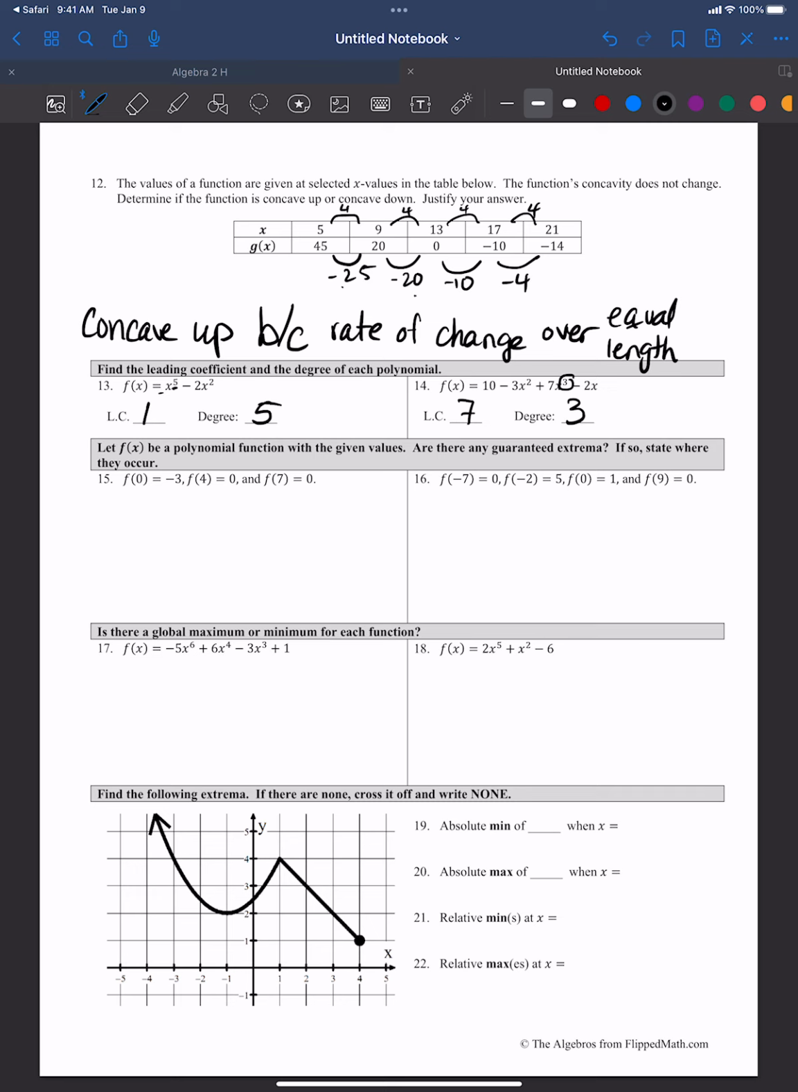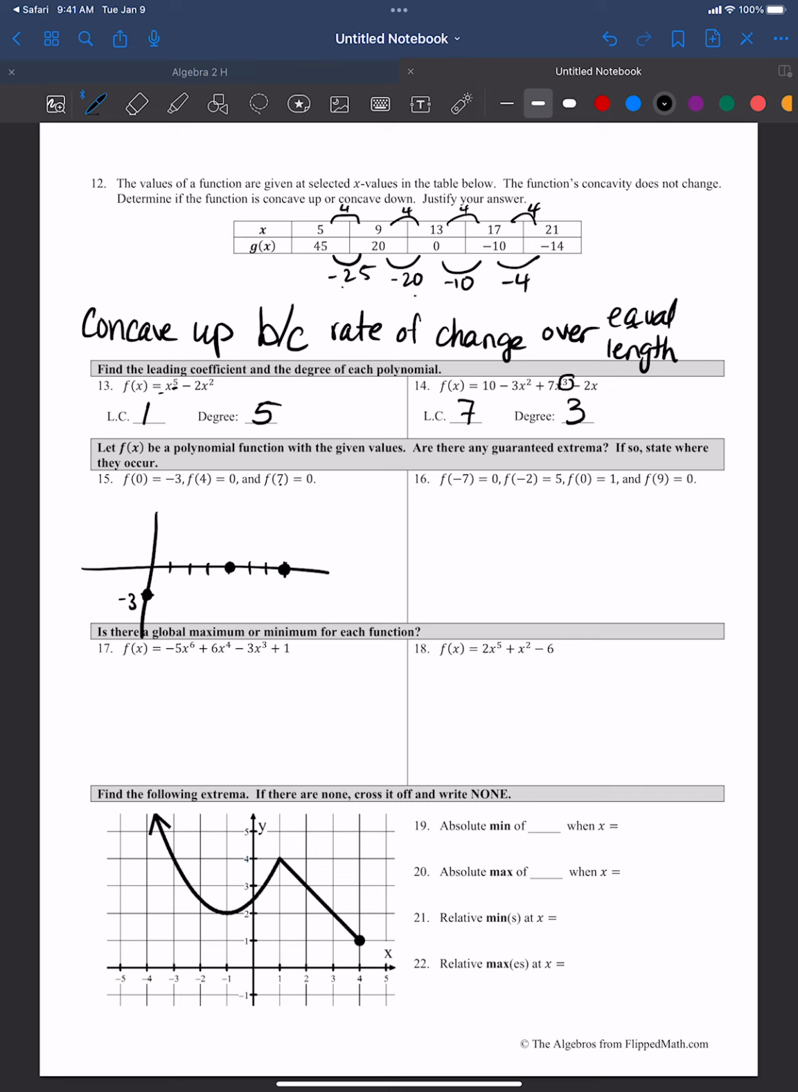Then the next ones are: let f of x be a polynomial function with the given values. Are there any guaranteed extrema? If no, state where they occur. So what I want to do is sketch out a graph, right? When x is 0, my y is negative 3. When x is 4, my y is 0. And when x is 7, my y is also 0.